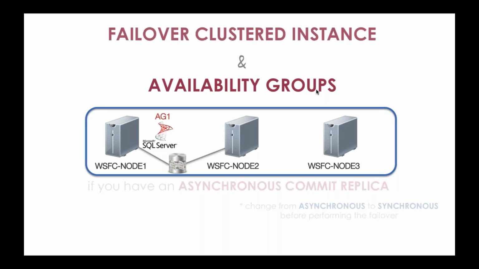Now let's look at combining. Like I said, you can mix and match these different high availability strategies. Let's say you've got an availability group running on top of a failover clustered instance. Your failover clustered instance is providing high availability between nodes 1 and 2, and AG1 in here is your availability group. And node 3 is used primarily for disaster recovery.